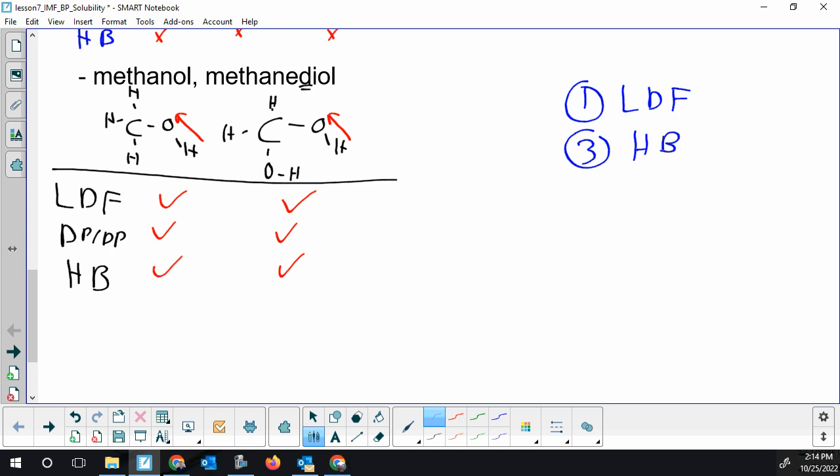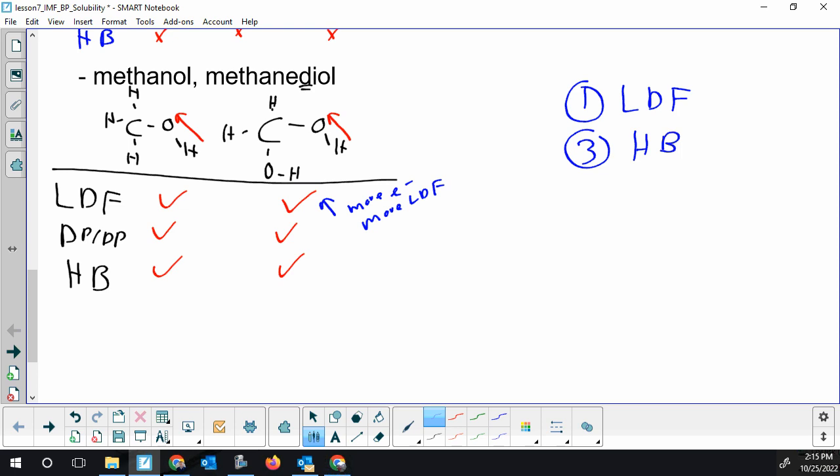So the diol is going to have more electrons, so there's going to be more LDF. Okay. So our first force is greater in the diol. And let's look at hydrogen bonding. Okay, we want to look at the first force and the last force to kind of break our tie, or to see which one's going to have more forces overall.